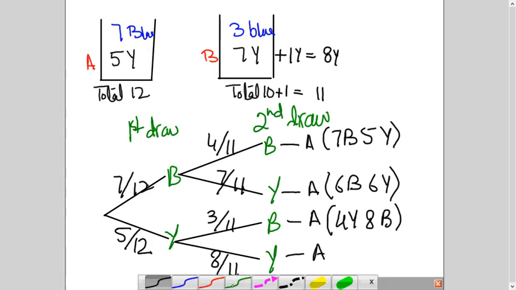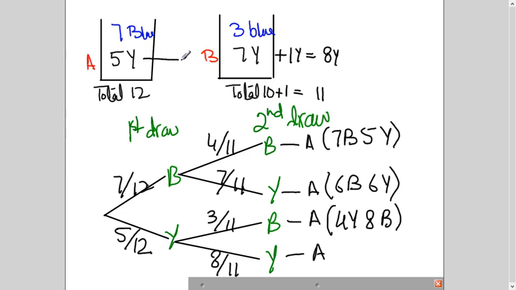Now what is happening? First time yellow is drawn. So yellow is going from here. So 1 yellow is less. But at the same time, yellow is coming back. When you draw from here and put it back here, it is a yellow ball. So there is no impact, no change. So it will be 7 blue and 5 yellow.